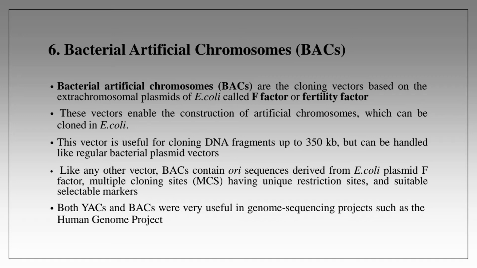vectors. Like any other vector, a bacterial artificial chromosome contains an ORC sequence derived from the Escherichia coli plasmid F factor, multiple cloning sites having unique restriction sites, and suitable selectable markers. Both yeast artificial chromosomes and bacterial artificial chromosomes were very useful in genome sequencing projects such as the Human Genome Project.